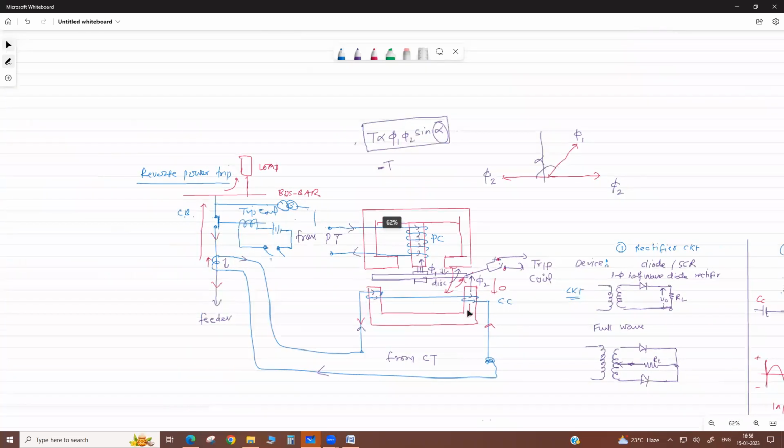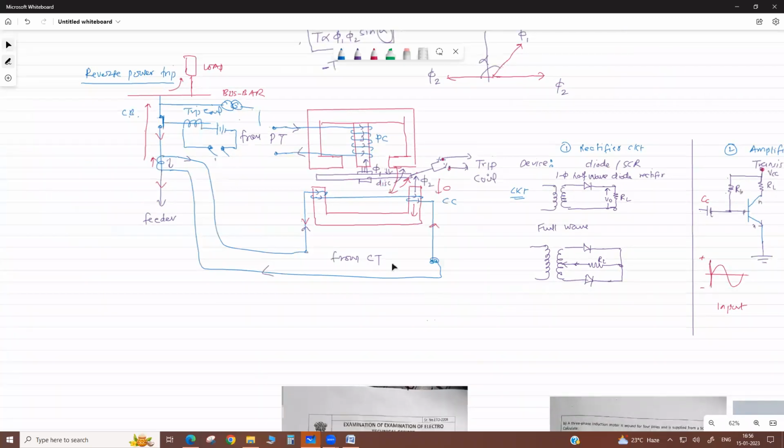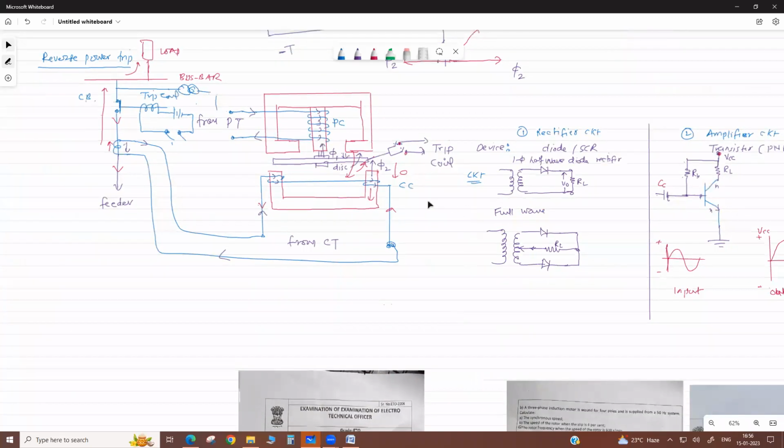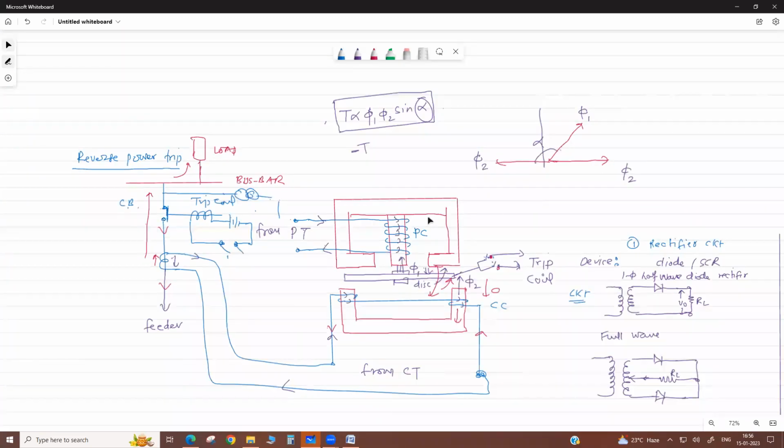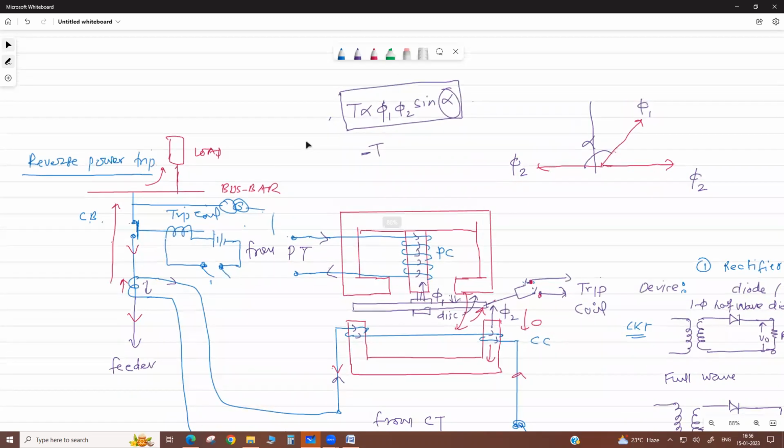Any other? So why in the PT is the flux direction not changed? Because the potential is the same. Voltage potential, the bus bar polarity, you are not changing. The bus bar polarity is always the same. Yes, sir. It is coming from the bus bar, your feeder. This is your PT terminal.